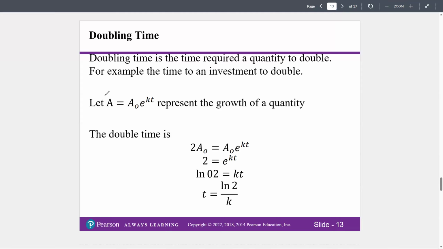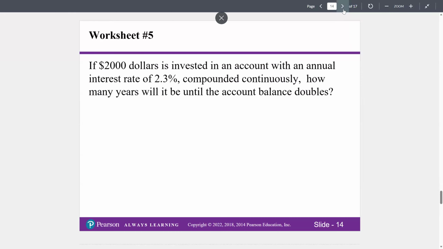So A equals A sub 0 e to the kt. If we want doubling time, that means we're doubling A naught. So 2A naught is equal to A sub 0 e to the kt, which means we're just going to have 2 is equal to e to the kt, which means natural log of 2 equals kt, which means t equals natural log of 2 divided by k. So this is going to tell you doubling time, and we can use it backwards to get our decay or growth rate.